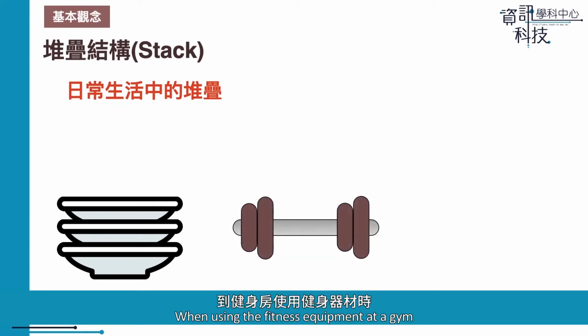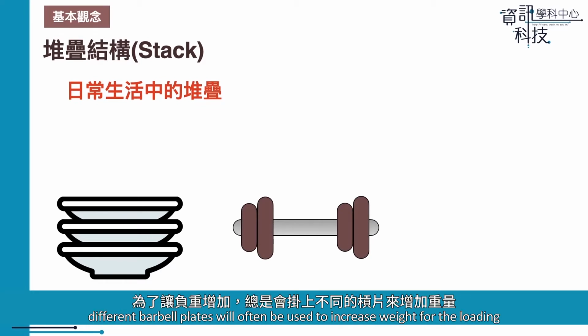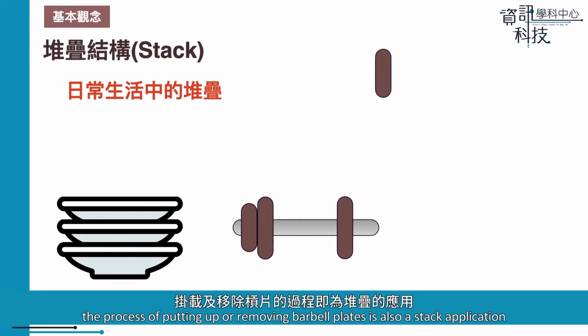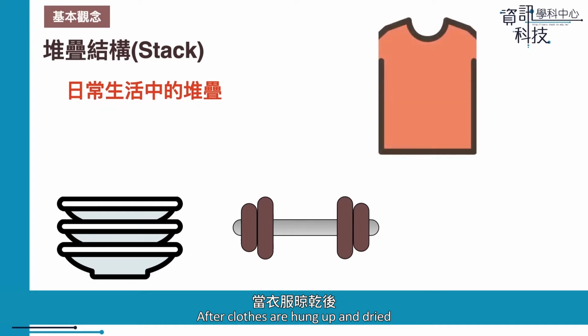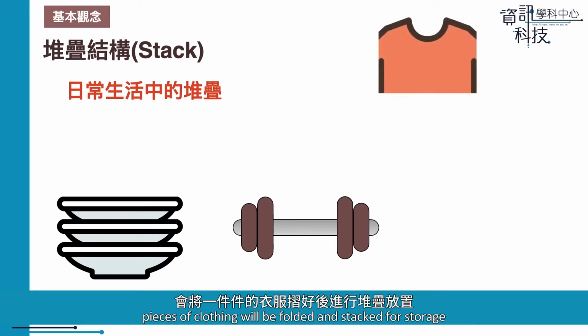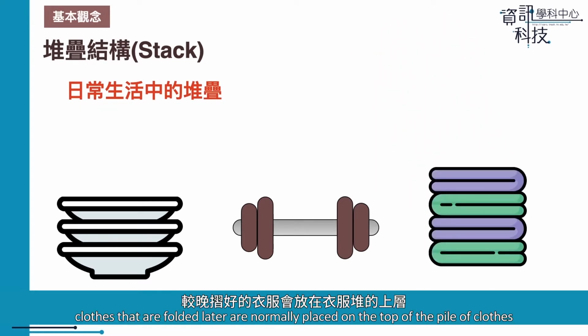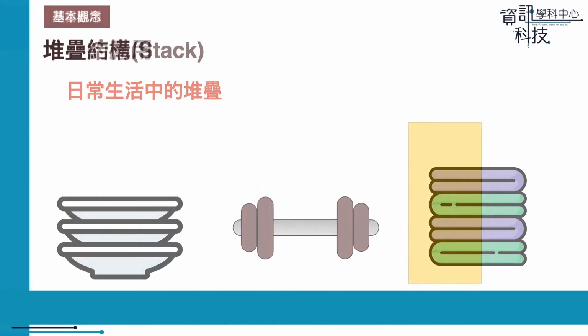When using the fitness equipment at a gym, different bar plates will often be used to increase weight for the loading. The process of putting up or removing barbell plates is also a stack application. After clothes are hung up and dried, pieces of clothing will be folded and stacked for storage. Clothes that are folded later are normally placed on the top of the pile of clothes.